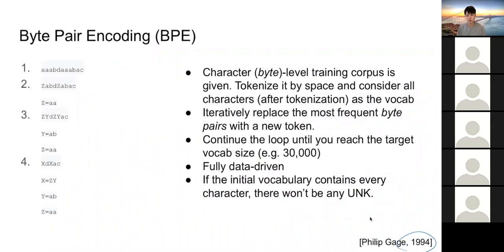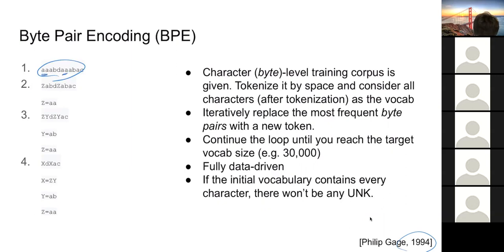So how BPE works is it starts with a character-level vocab that contains all the characters in the training corpus. Of course, we first tokenize the sentence into several words with space. Then each word has characters, and we consider all possible characters that these tokens have. In ASCII, for instance, this will be only 256 vocab words at max. And as you see on the left side, you iteratively replace the most frequent byte pairs with a new token. Suppose that your word is A, B, D, A, this one. And you see that there are two occurrences of double A.